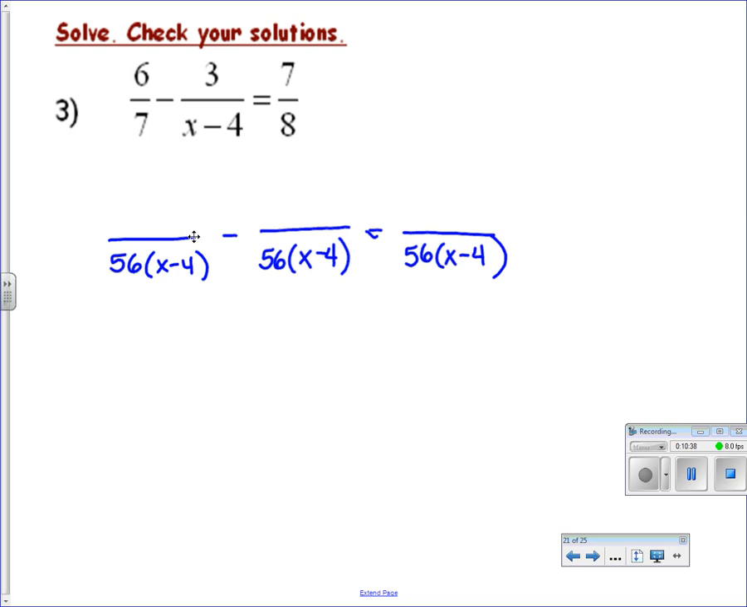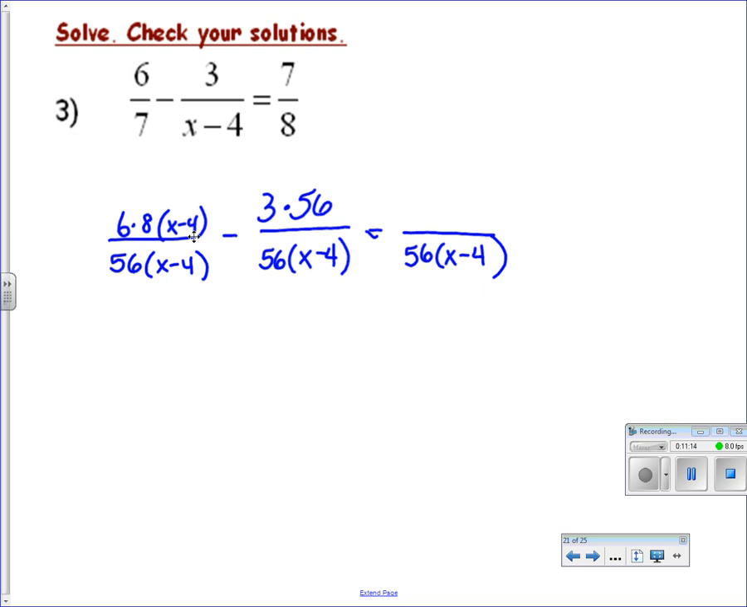So we think 7 times what makes 56? So there's already a 6 up here, so now I need an 8. And I multiplied the bottom by an x minus 4, so I need to multiply the top by an x minus 4. And in the second fraction, I have a 3. Now what am I going to multiply that by to make this fraction? So this is already there, the x minus 4, but now I have a 56, so I got to multiply that by 56.